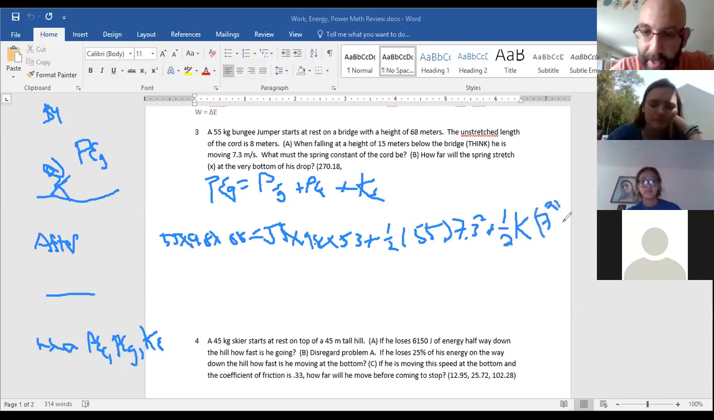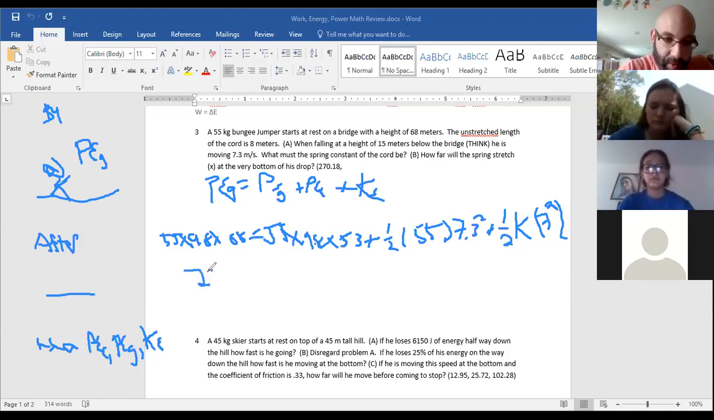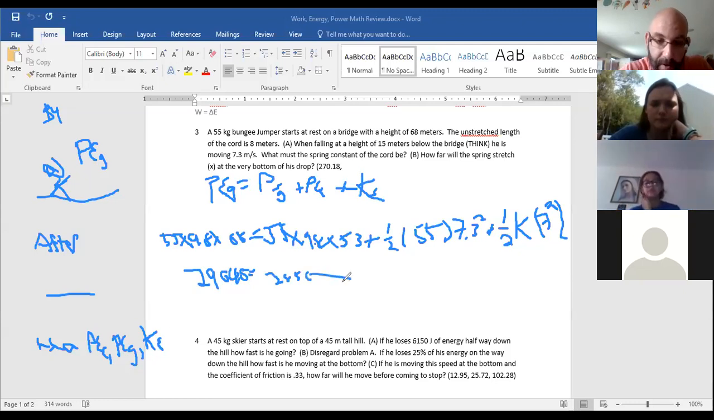So that's just like a bucket of algebra, and we just have to go through all of it. So on the left side, these are just really big numbers. This is 29,645. 55 times 9.8 times 53. This is 28,567. Oh my goodness.